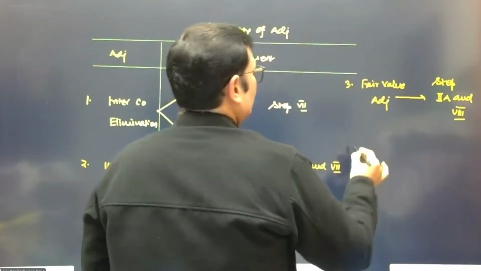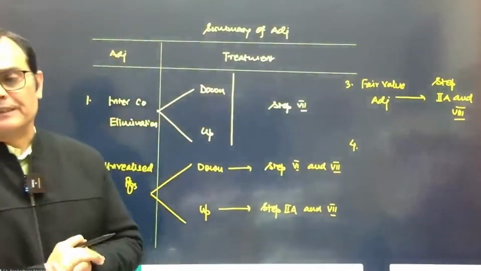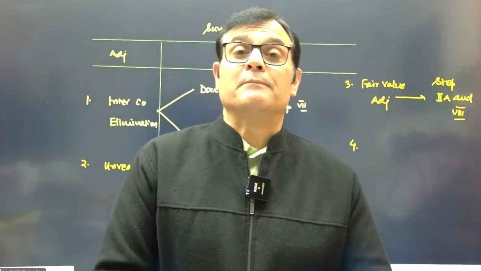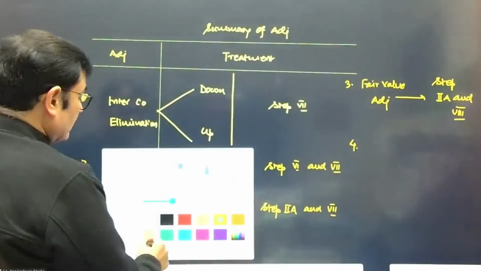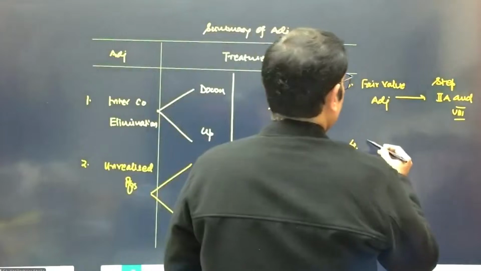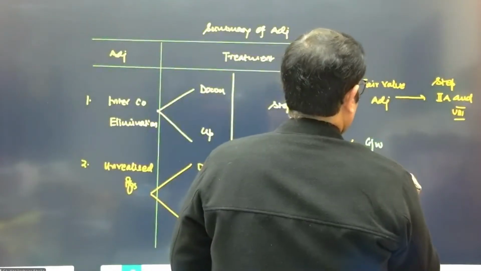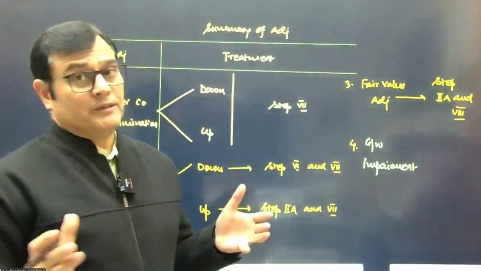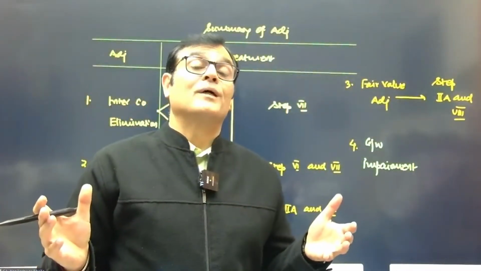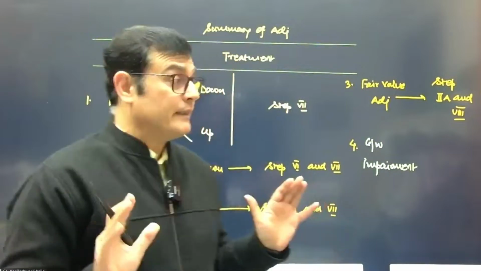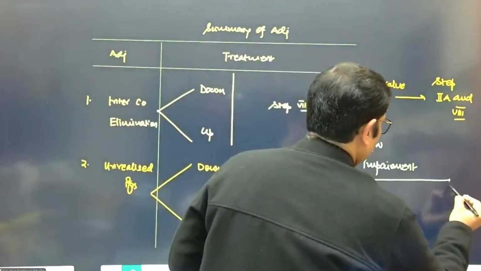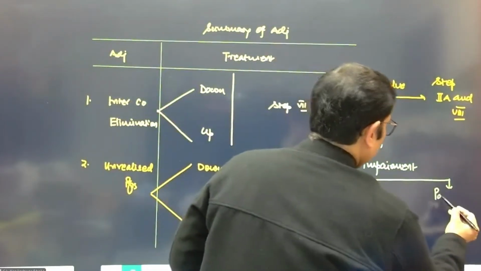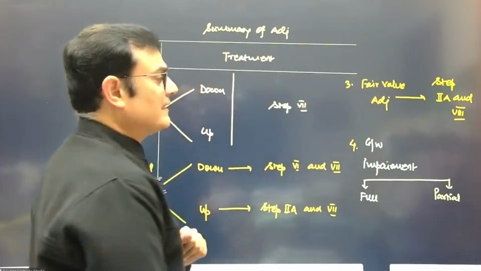And then finally, we've also added in our mind mapping today the fourth adjustment, that is what I call the goodwill impairment, the impairment of goodwill. Now, as far as goodwill impairment is concerned, I would say your treatment depends upon whether it is full or partial in nature, depending upon the NCI status.